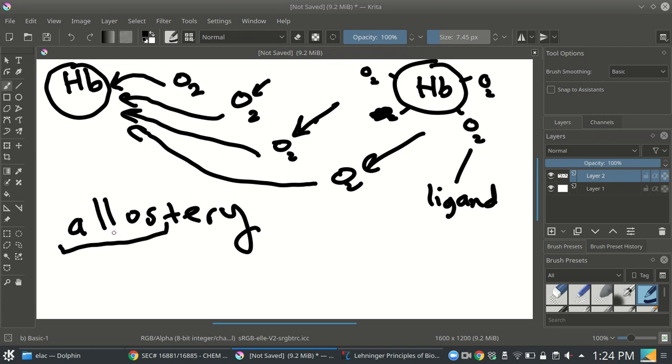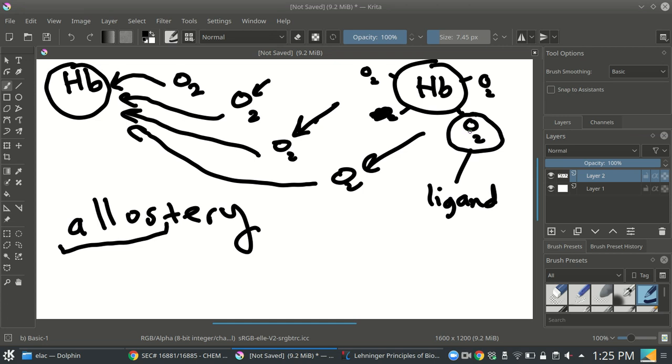Now, I've written a word here, allostery. Allos comes from the Greek meaning other. There's a Greek word that means other, and it's allos. So allostery means other factors involved in how the ligand attaches to the protein. Here's what I mean by other factors. The main factors that are involved in how the ligand attaches to the protein are who the ligand is.